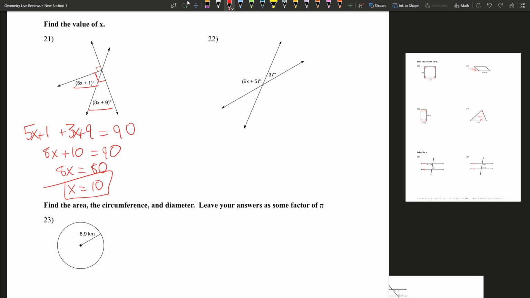Okay, number 22. These two angles form a linear pair. Therefore, they add up to 180. All right, so 6x plus 5 plus 37 is equal to 180. So x will equal 23.